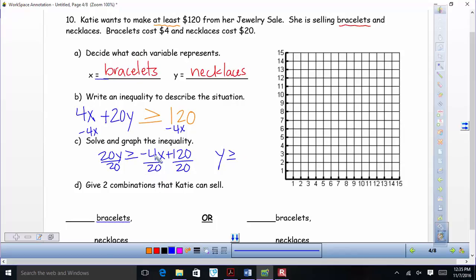It would be, which one, what are they both divisible by? Something bigger than 2. What are they both divisible by? 4. So what is 4 divided by 4? So it would be negative 1 over 20 divided by 4 is 5. X plus, what is 120 divided by 20? I'm not doing the math for you. I suggest you get some calculators out.